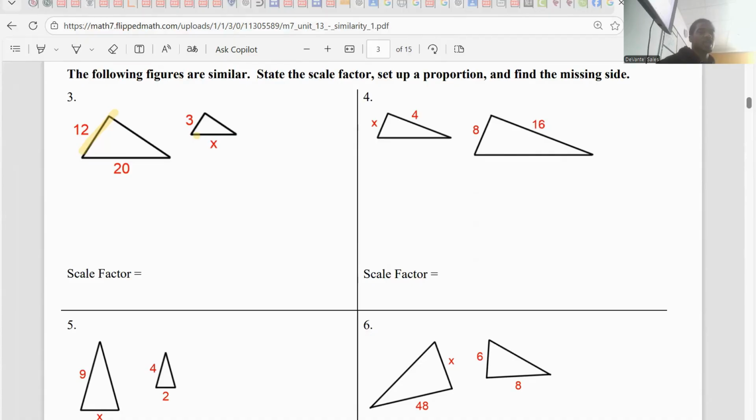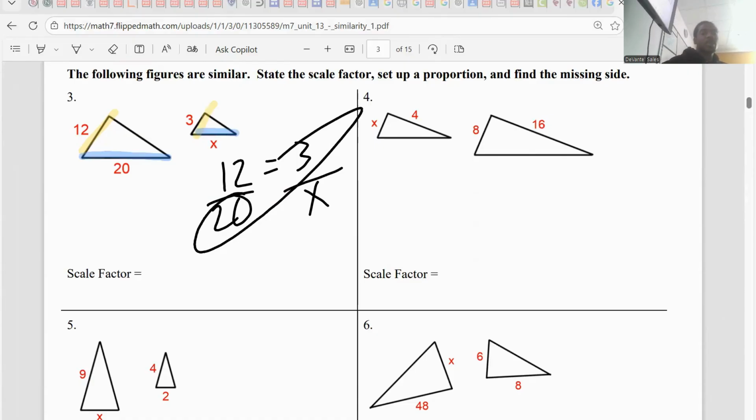So if I said 12 is equal to 3, starting with my first shape, okay, now, same thing with similar sides. I would say 20 is equivalent to x. So using this, I've set up a proportion. What's the first thing I got to do? So 20 times 3, and then 60 divided by 12. Okay, so that's x equals 5.